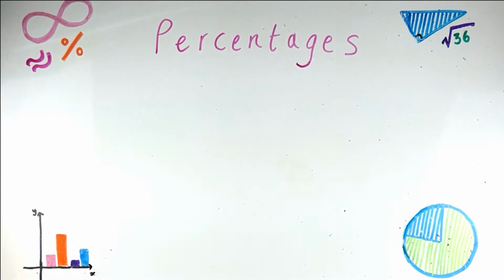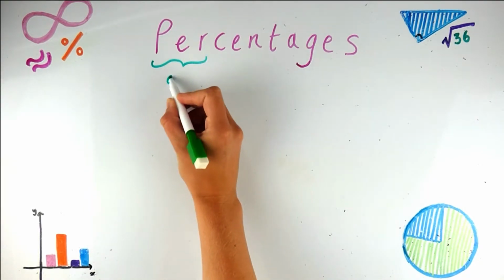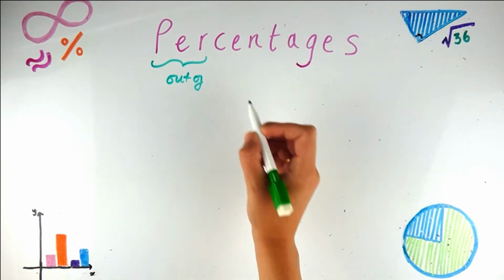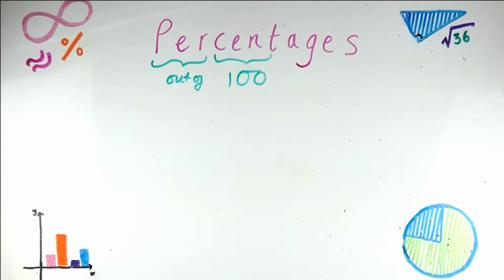This video is on percentages. Percent means per, out of, and cent, which is 100. For maybe some of you Frenchies out there, cent is 100 in French, so that's how we remember that. So percentages is all about out of 100. There are a few different types of questions they might ask you.